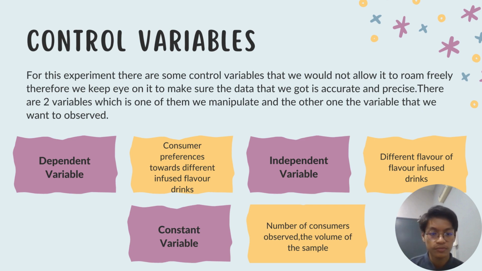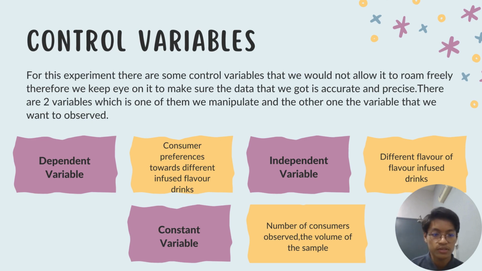And then control variables, the continuation from before. For the experiment, there are some control variables that we will not allow to roam freely. Therefore, we keep an eye on them to make sure the data that we get is accurate and precise. There are two variables: one of them we manipulate, and the other is the variable that we want to observe.